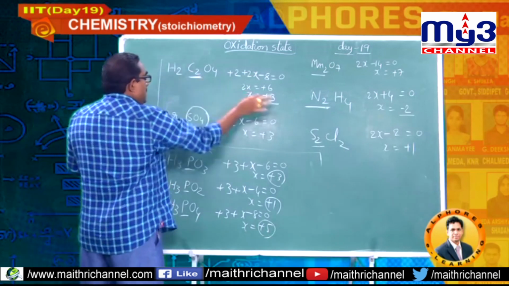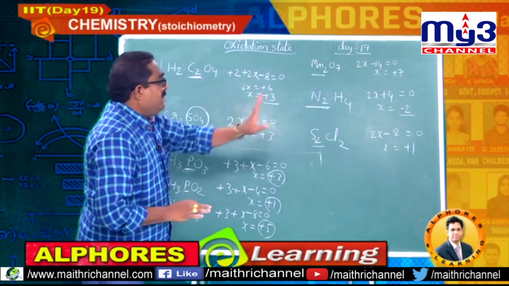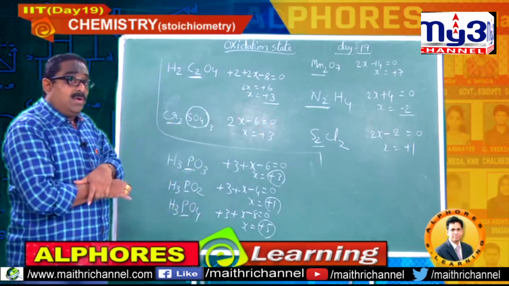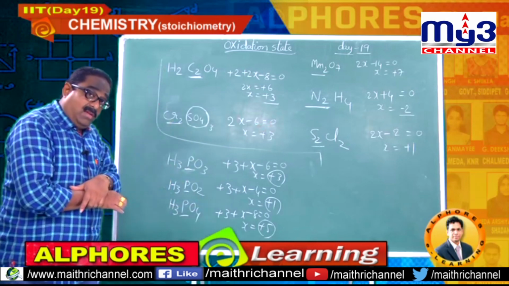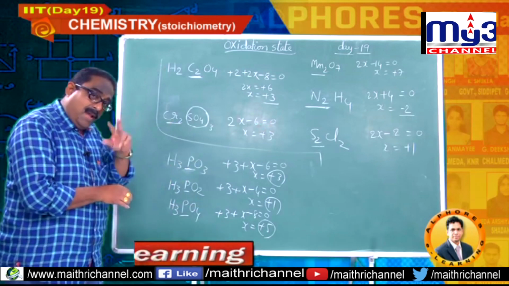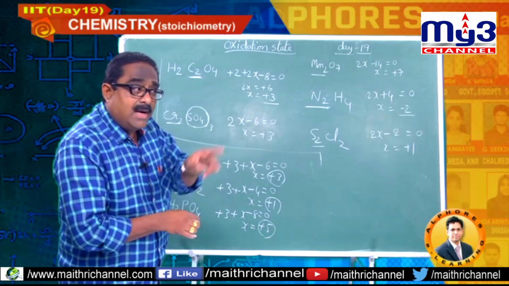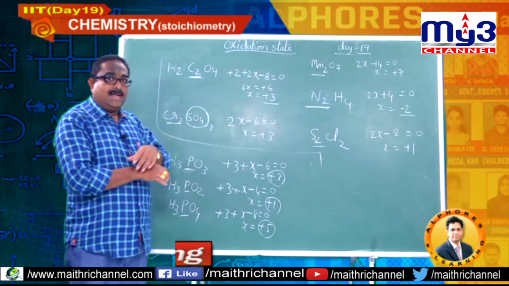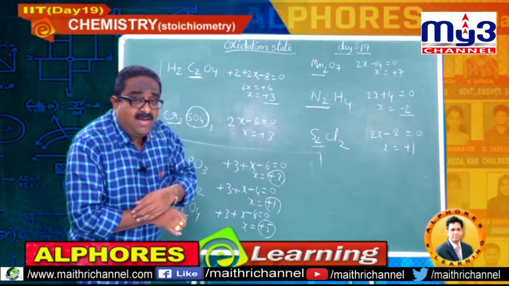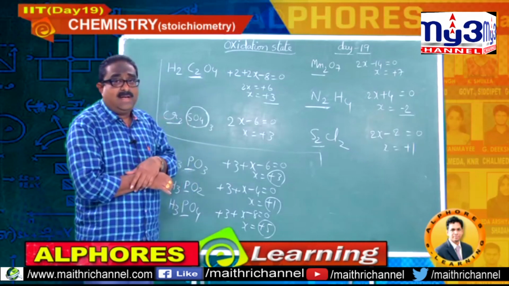For both the carbons it is +3, for both the chromiums +3, for both manganese +1, for both nitrogens -2, for both the sulfurs +1. But I will introduce you to some more compounds in which the same element, the same sulfur within the same compound, exhibits different oxidation states. I will go through those examples in the coming sessions.